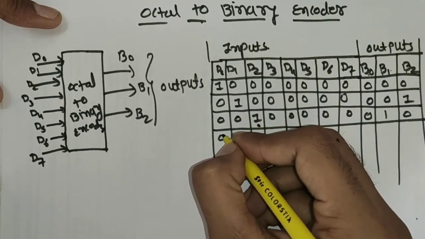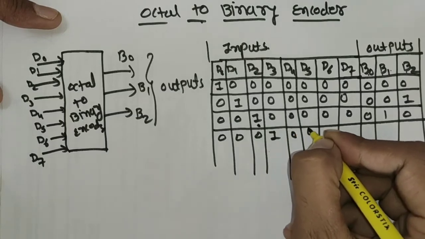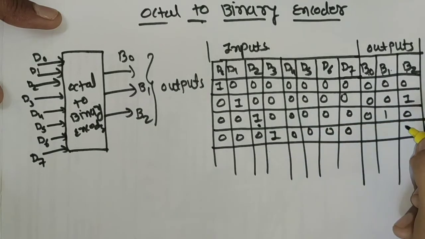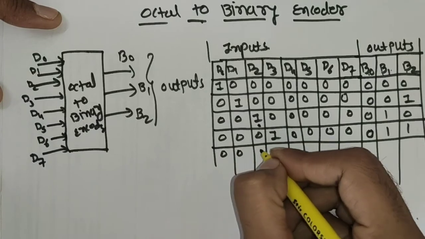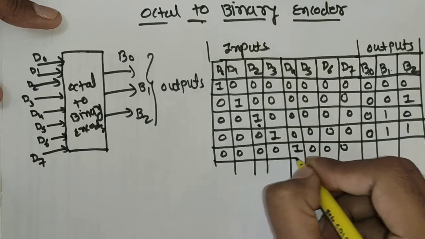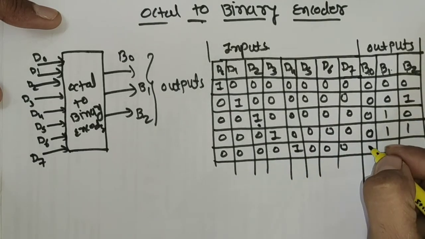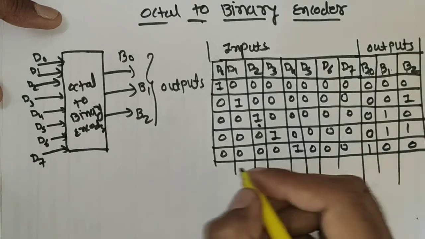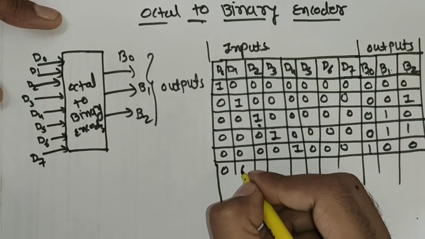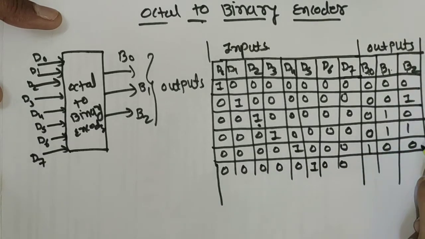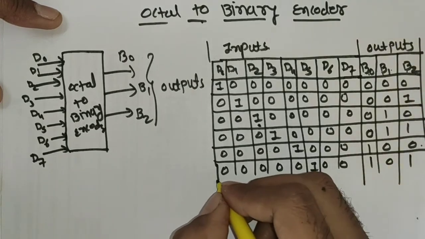So now the next possible input combination. So this is the 3. 3 is 2 plus 1. Right? Then 0, 0, 0, 0, 1, 4. 4 means the weightage of the third bit is 4. 0, 0, 0. Then 0, 0, 0, 0, 0, 1, 0, 0. So 4 plus 1: 1, 0, 1. This is the 5.